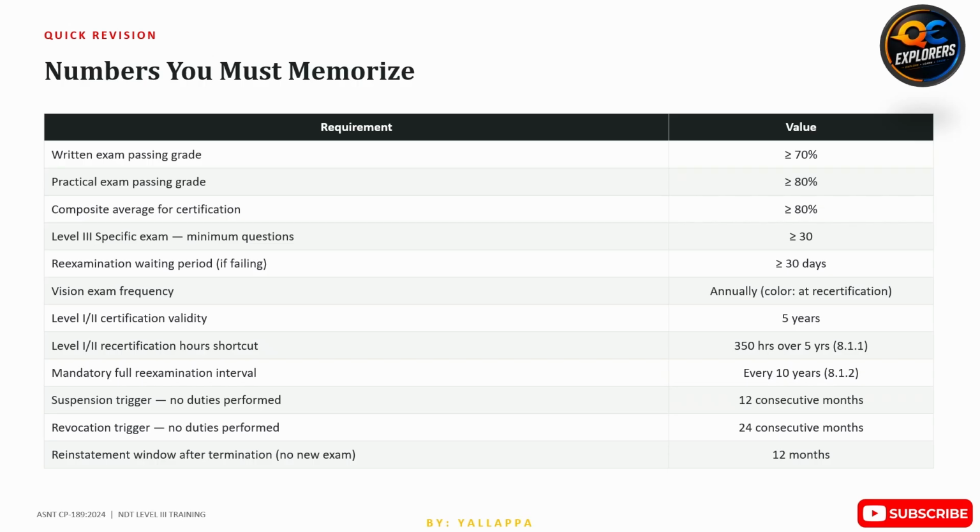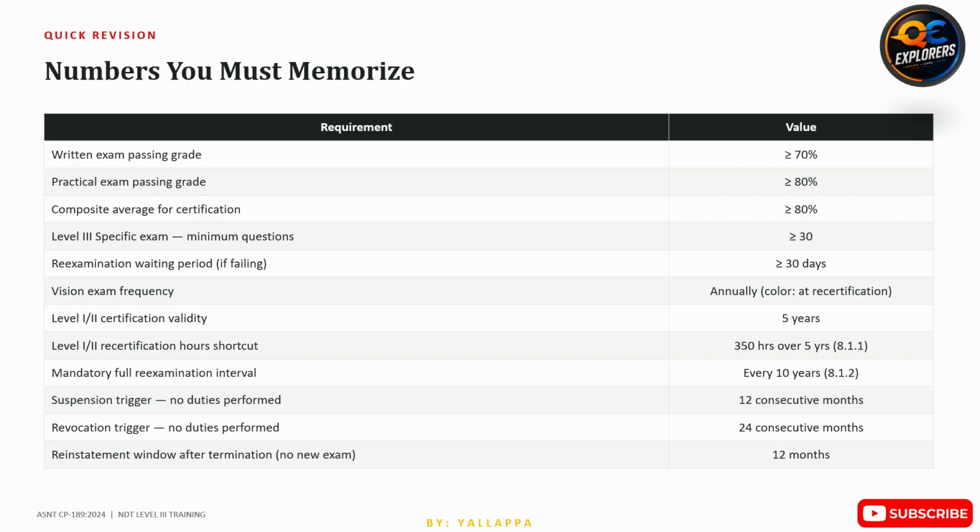The first number is 70%. This is the minimum passing score for each written examination, including both the general and specific examinations. A candidate scoring below 70% on either written examination does not satisfy the minimum qualification requirement.